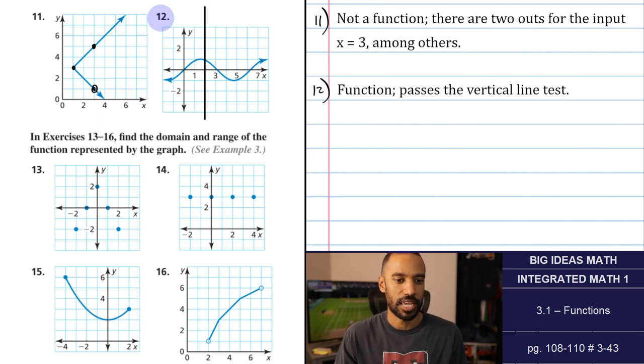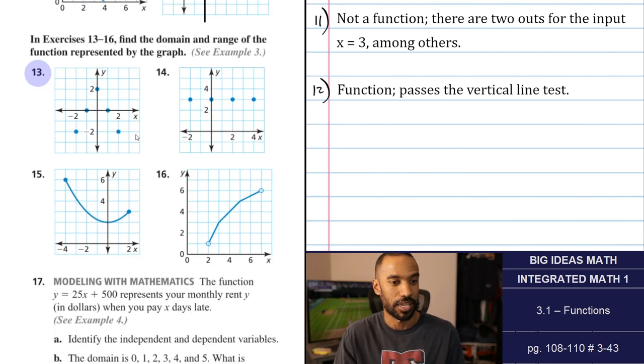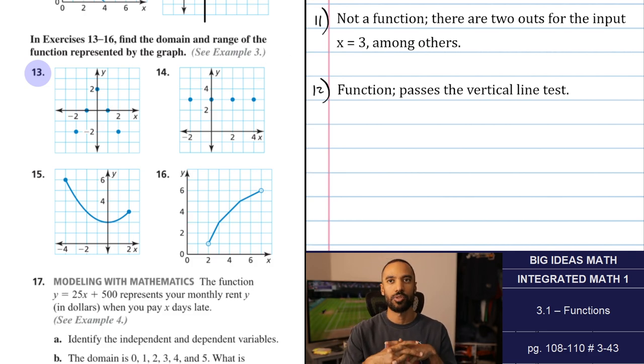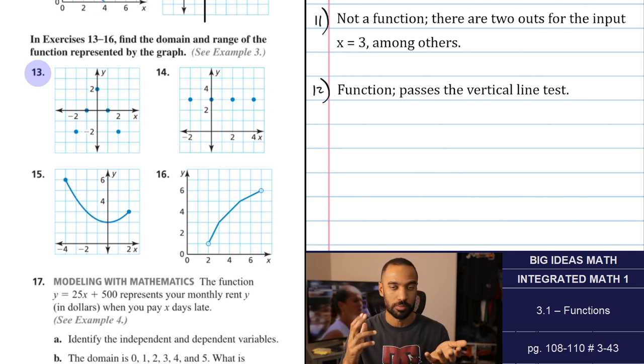Okay, numbers 13 to 16, find the domain and range of the function represented by the graph. Now, what's interesting about this, and will probably be true for future sections, is that in other areas of math, they have you test whether something is a function, so you start understanding what a function is. After that, they say, okay, these are all functions now, and then we're just going to do some different things with it.